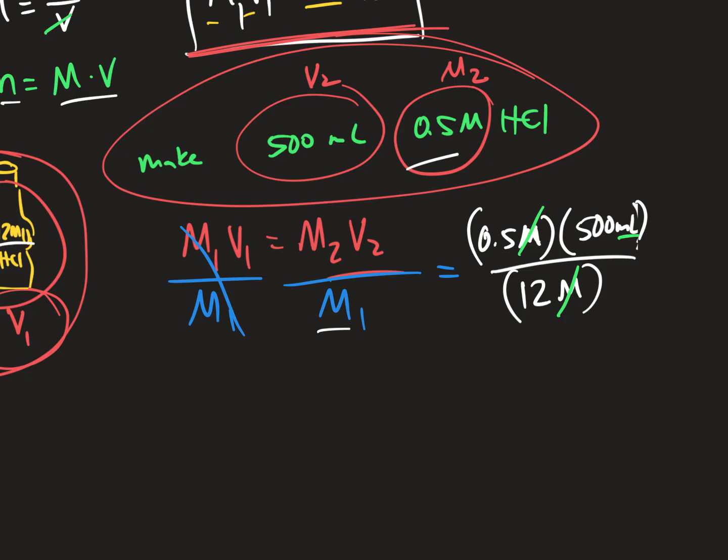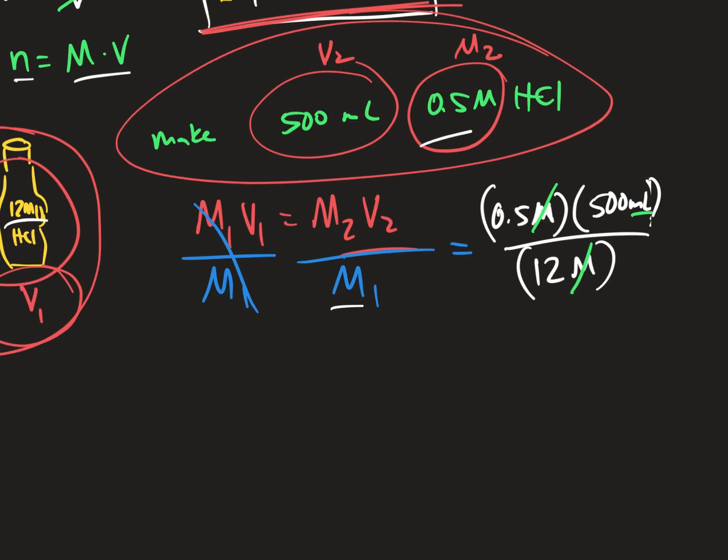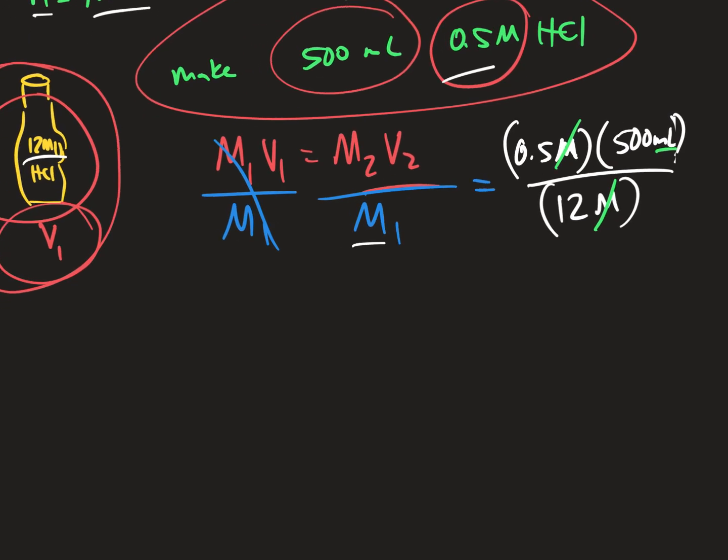All right, so we do that. What's a half times 500 divided by 12? Can somebody do that for me? 20.8 milliliters of a 12 molar concentration of HCl.